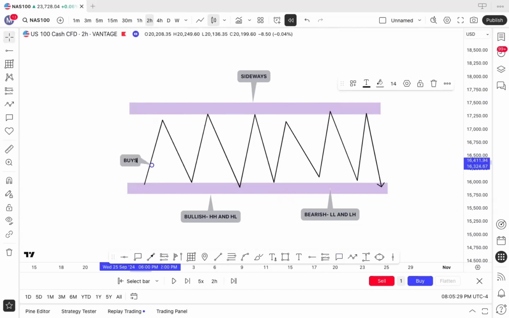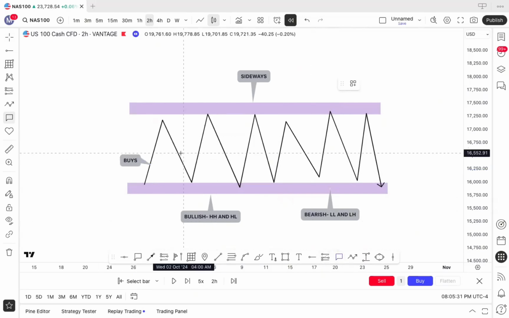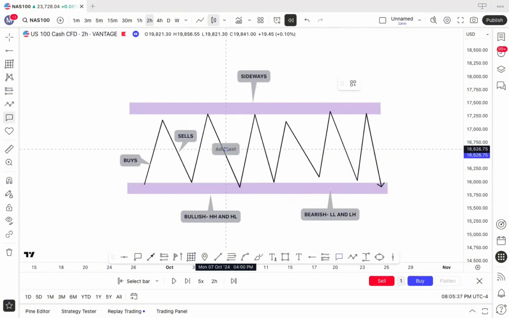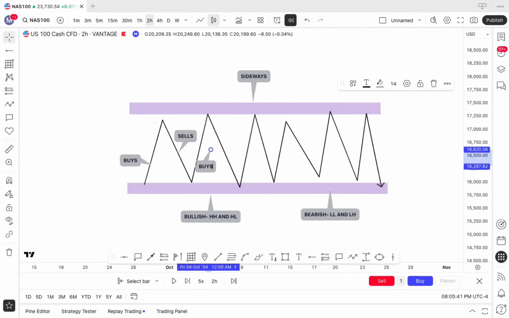We have buys here, we have bullish structure here because we're going up. We have bearish structure here, so that's sells, and then we go back to buys, and we go back to sells. So there's no true representation of a sideways market from a standpoint of higher highs and higher lows, or lower lows and lower highs, because we get a bit of both.